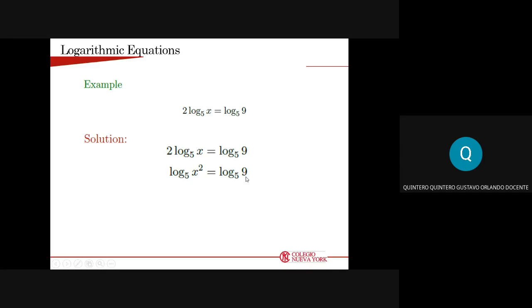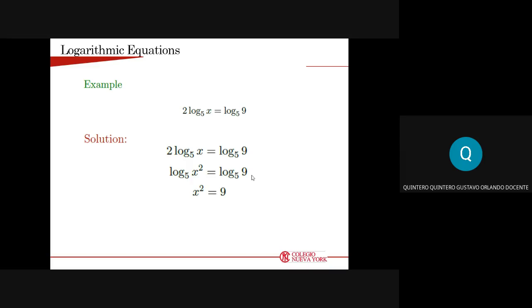Now we can cancel the logarithms. This is a process or a trick that you can do. But again, the only thing on the left has to be a logarithm, and the only thing on the right has to be another logarithm. And both have to have the same base, just like in this example. Now, if I cancel the logarithms, I am going to be left with the rest. There it is, the rest. X squared equals 9.